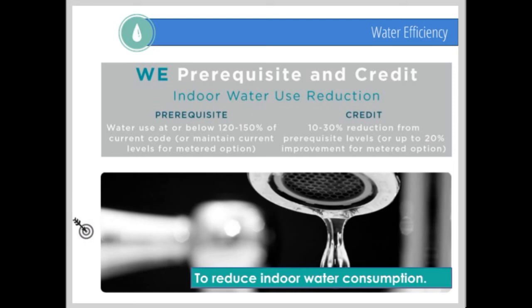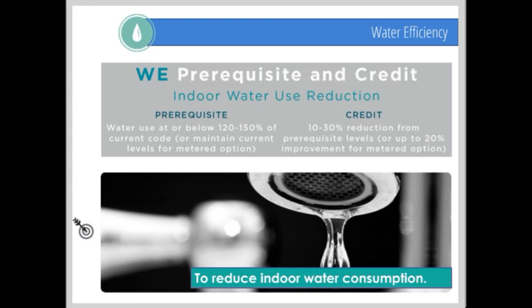Let's look at the first prerequisite. Since there is also an associated credit, it makes more sense to look at them one after the other, or as a pair. The intent of this prereq, as well as the credit, is to reduce indoor water consumption.